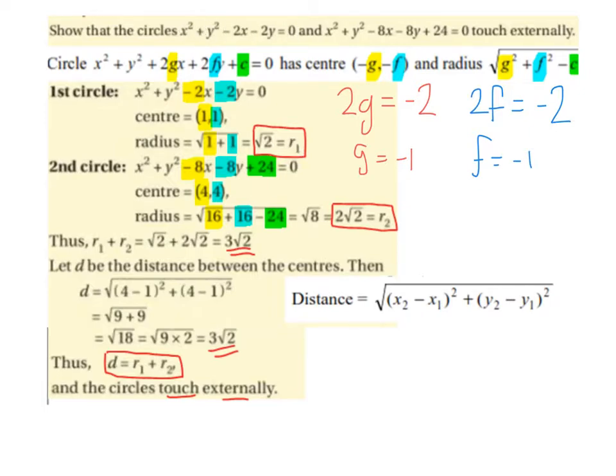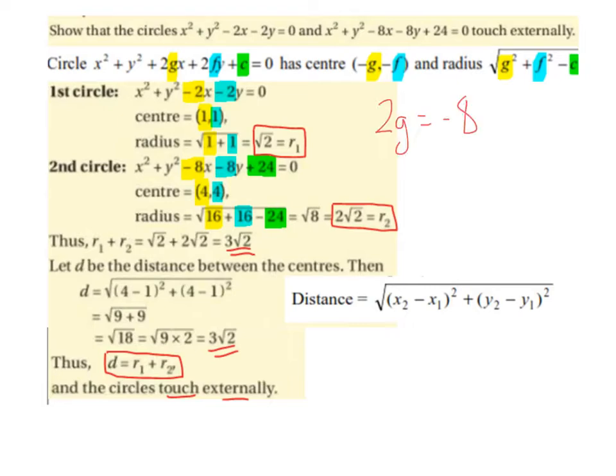So now we're going to do the same with the second equation. We're going to find the centre and find the radius. The equation of the second circle is x squared plus y squared minus 8x minus 8y plus 24 is equal to 0. Again, we're going to compare the coefficient of x in the formula, which is 2g, with the coefficient of x in the equation, which is minus 8. We're going to let them equal each other. If 2g is equal to minus 8, then g is equal to minus 4. So if our centre is going to be minus g, then minus minus 4 is going to be 4. So the x value of the centre of our circle is 4.